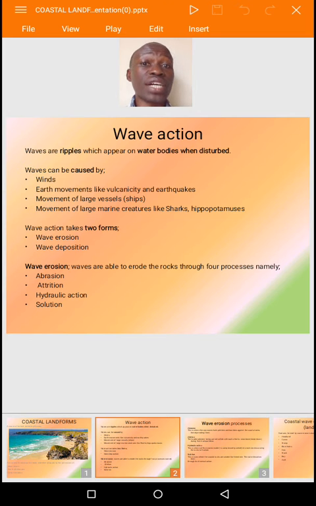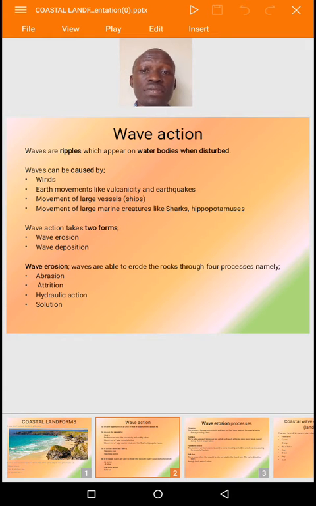Starting with wave action. We start with defining waves, and we say these are ripples which appear on water bodies when disturbed. Waves can be caused by winds, earth movements like volcanicity and earthquakes, movement of large water vessels like the ship, movement of large marine creatures like the sharks, hippopotamus. That's when you see water in a sea or in a lake behaving as if it's moving, it's flowing like it is in a river, yet it's not moving. What is happening there? We have ripples.